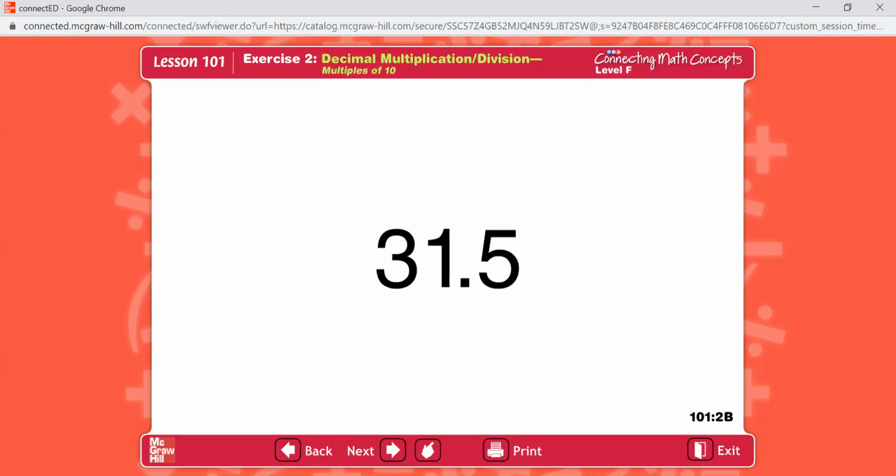B, 3 14/100. Divide 3 14/100 by 10. Write the new value below. C, 460. Divide 460 by 1,000. D, 152 thousandths. Multiply 152 thousandths by 10. Pause the video now if you need to go back and rework these problems. Otherwise, resume to check your answers.